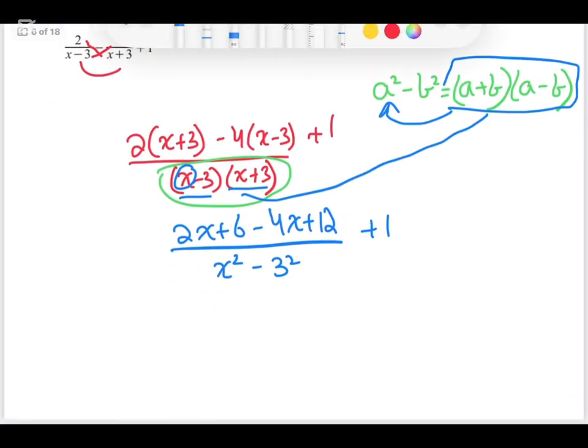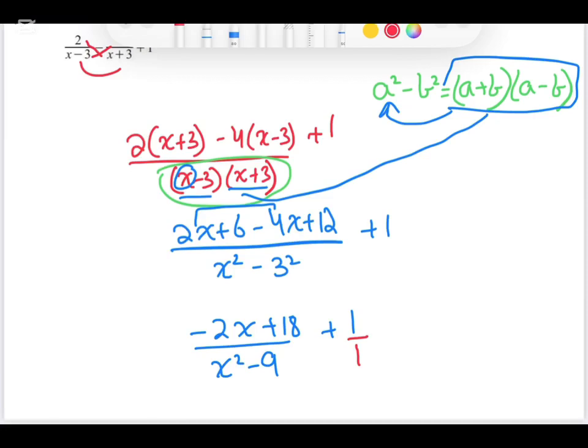Now what is the next step? 2x minus 4x will give me negative 2x, and plus 6 plus 12 will be positive 18. In the denominator we have x square minus 9 plus 1. Now as you see, this is plus 1, there is no denominator, which means in the denominator we also have 1.